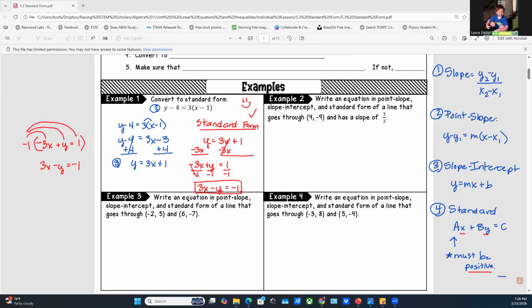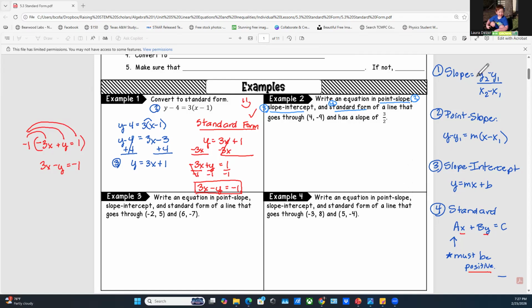Okay, let's look at example 2. Example 2 says we're going to write an equation in point slope form. Remember, that's going to be equation number 2. It looks like this guy over here. Then we're going to write it in slope-intercept and then in standard form. Slope-intercept is equation 3 and standard form is equation 4. We're just going to go down the line.